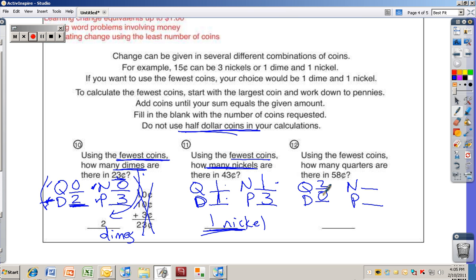How many nickels? Well, if I'm at 50 cents, can I put 1 nickel in? 1 nickel would be 55 cents. That's perfect. 2 nickels would make it up to 60 cents. It's too high. And now 2 quarters, 1 nickel, that's 50 cents plus the 5 cents, 55 cents. I need 3 more cents to make 58. How many quarters are in there? 2 quarters. Now, even though they're just asking for quarters, I still want to see you show all of this so you get practice making money amounts.